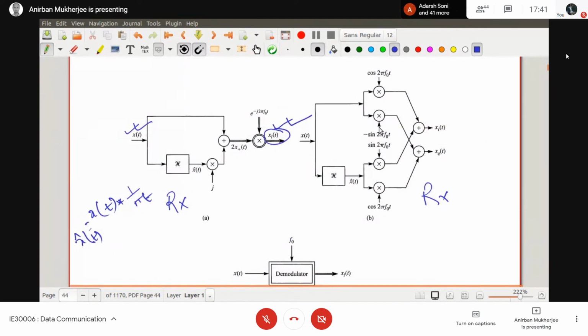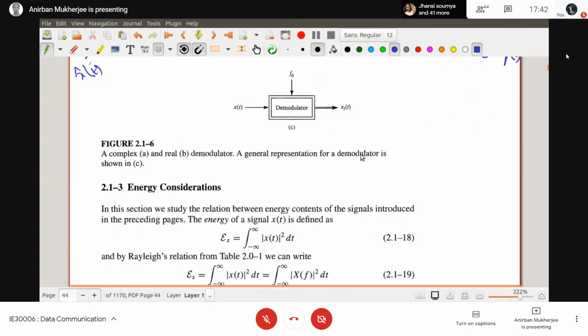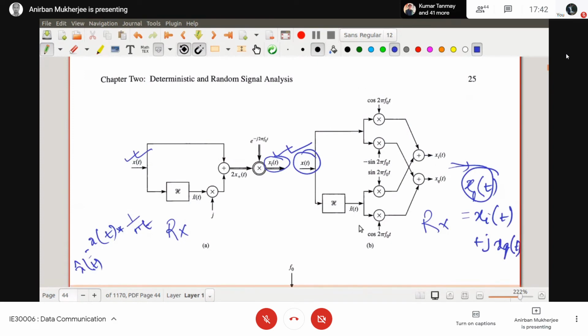So x(t) cos 2πf0 t and x(t) sin 2πf0 t, so you are getting x_I(t). Similarly here, minus x(t) sin 2πf0 t and this one is x(t) cos 2πf0 t. You will get the x_I(t) and x_Q(t). And if I get x_I(t) and x_Q(t), from there you can generate x_L(t), which is basically x_I(t) plus j x_Q(t). So that means from x(t) to x_L(t). This is called the demodulation, generally done in the receiver. So we understand modulation and how to actually do it.